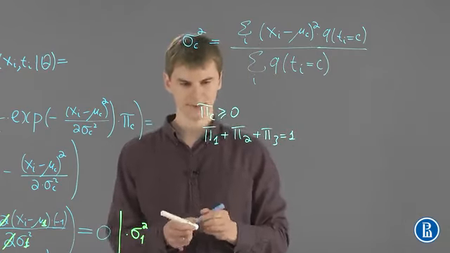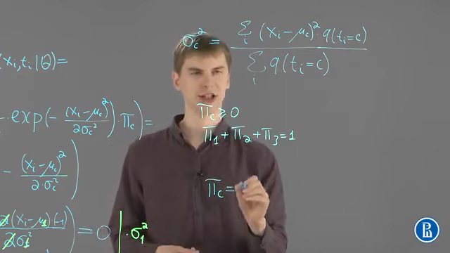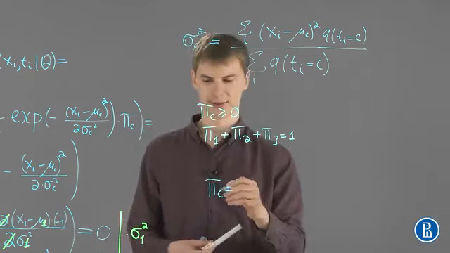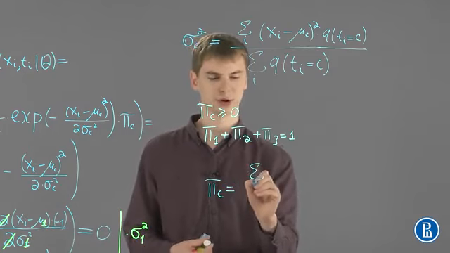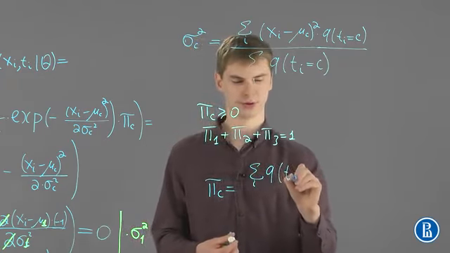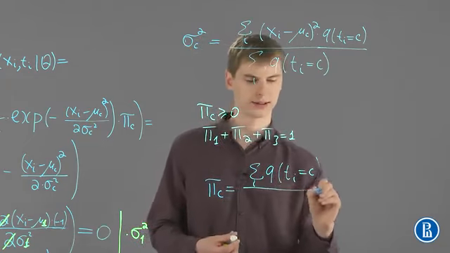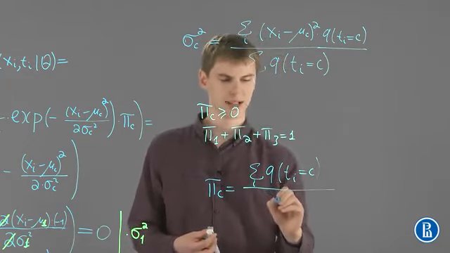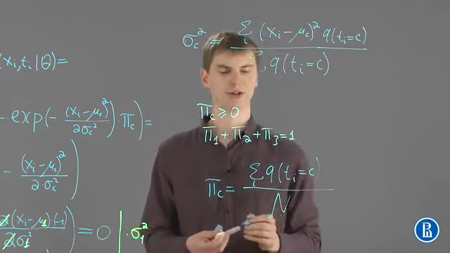So pi c is basically just the fraction of the points that were assigned to the Gaussian number c. And since our assignments are soft, we'll have just the fraction of the weights assigned to it. So the sum of all weights corresponding to the Gaussian number c divided by the normalization, which is just the number of objects.